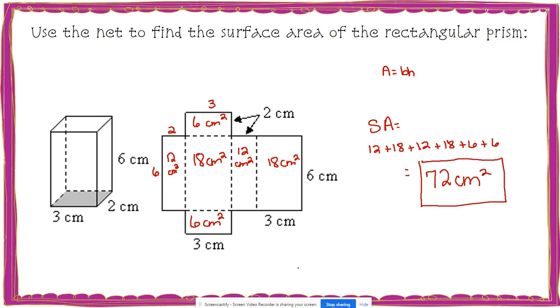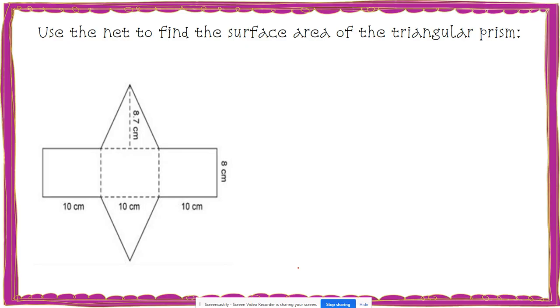This means that to cover this rectangular prism, we would need 72 square meters of a fabric or a wrapping paper or paint. Now we're going to use this net of a triangular prism to find the surface area of the prism. You'll notice that this figure is composed of triangles and rectangles.